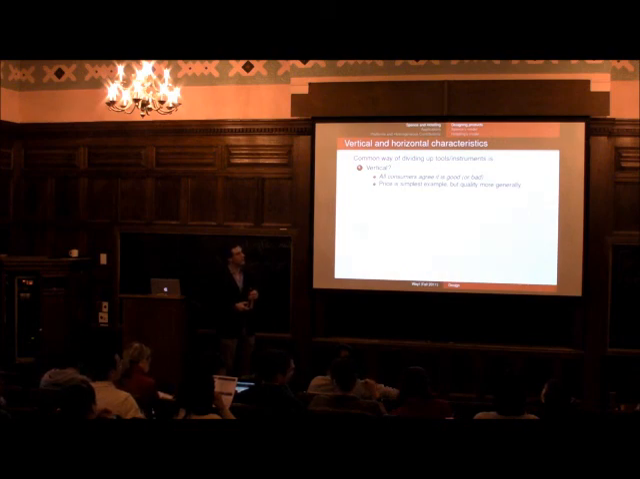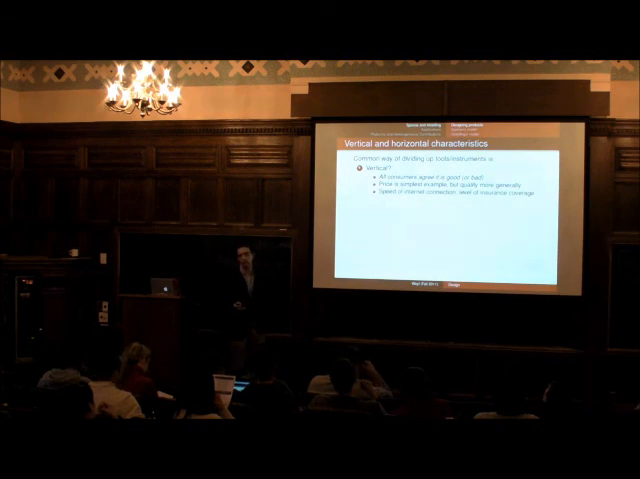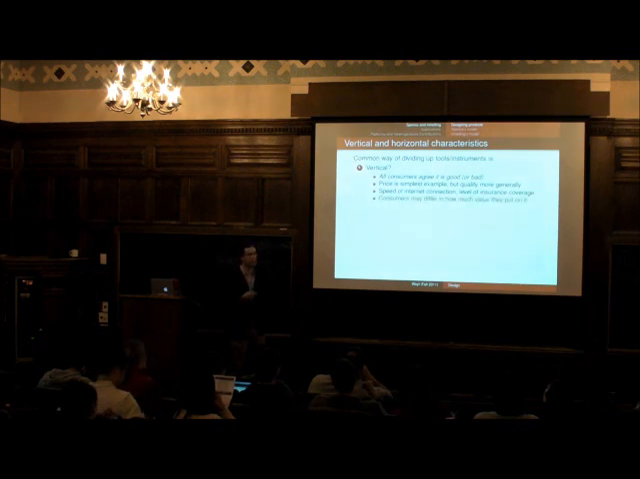And price is the simplest example of a vertical product characteristic, but any sort of thing that you would call overall quality would also count as a vertical product characteristic. Speed of an internet connection, the level of insurance coverage, those are all vertical characteristics. And consumers may differ in how much value they put on them, but they all view it as positive.